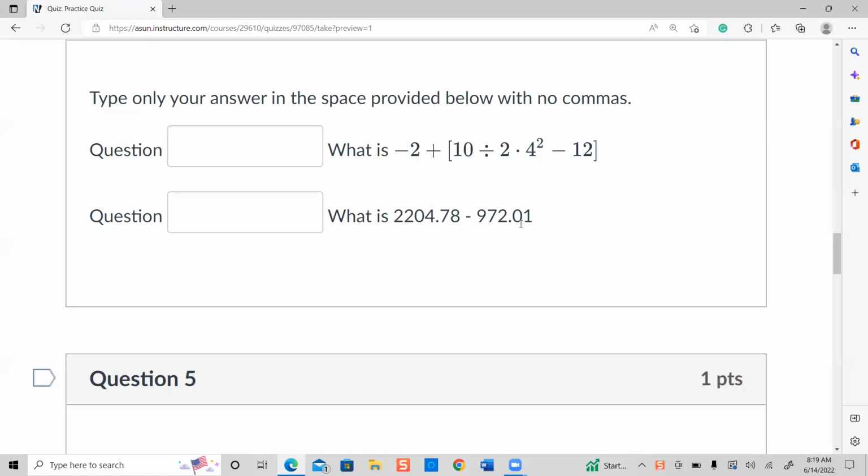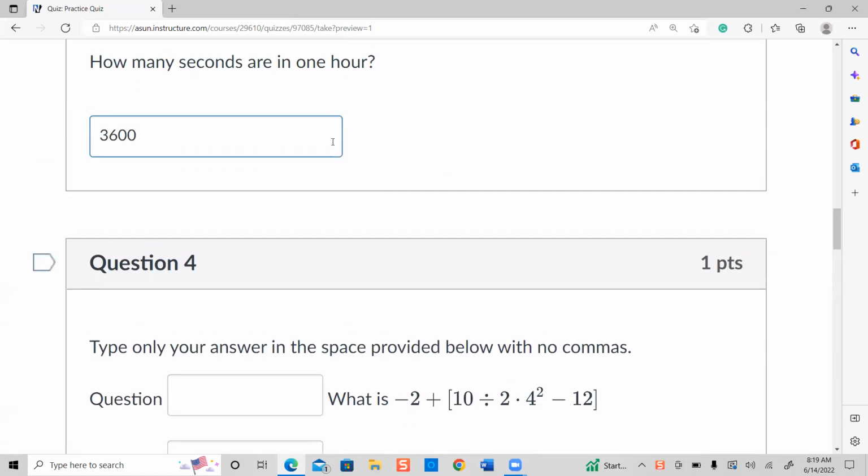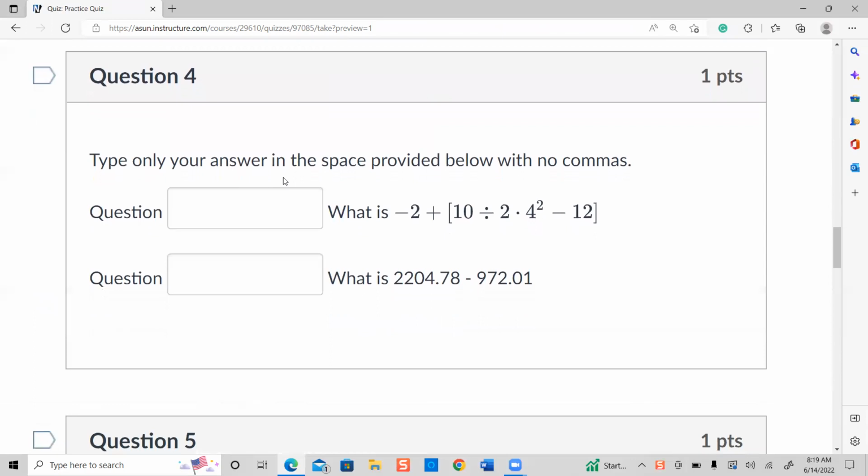This next one, you see it has multiple boxes here. This one only had one. This one says type only your answer in the space provided below with no commas. So whatever my answer is here, we're going to type only the answer. We're not going to put commas. We're not going to put anything else in there.